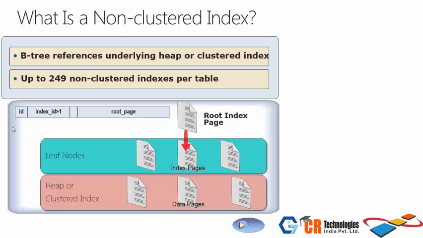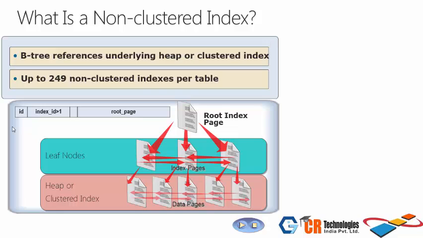Irrelevant to where the actual data is, the non-clustered leaf node will have a pointer to either the heap or to the clustered index. The root page of this index again would be fetched from the same sysindexes table like we discussed earlier for the clustered index. Like I said, the only difference here is the leaf page contains only pointers and not the actual data.